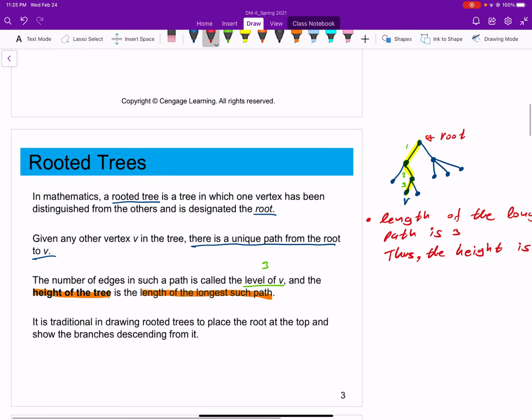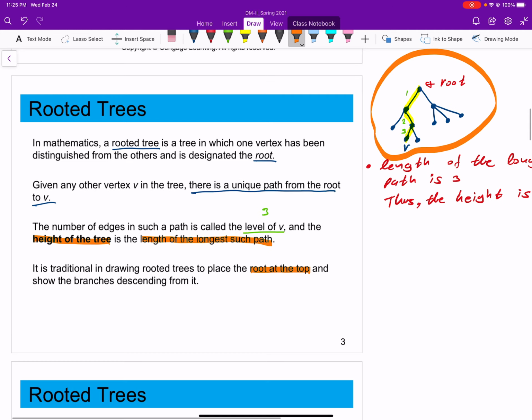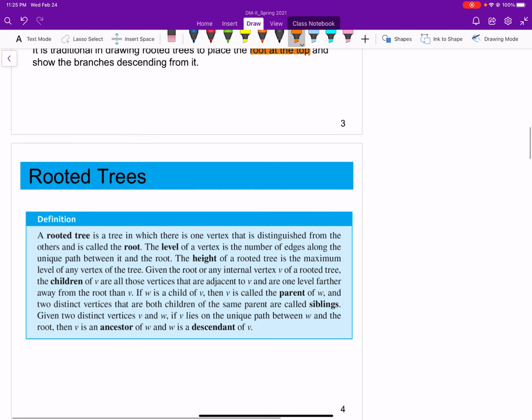It is traditional in drawing a rooted tree to place the root at the top. We normally place the root at the top and show the branches descending from it, like I have drawn right here. All right, so let's move to the next slide.